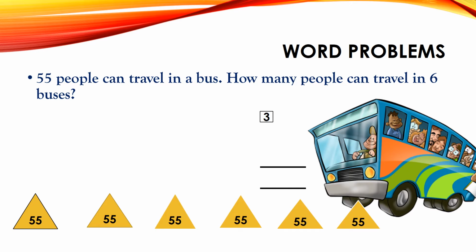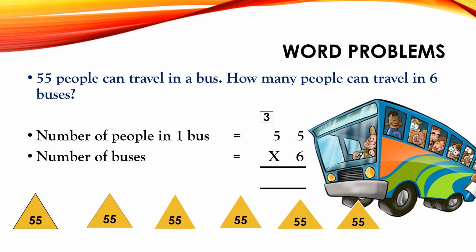If you look at the picture, it clearly shows that it is a repeated addition and hence this word problem can be solved by multiplication. Now let's see how to write the statement. The first statement, you can pick it up from the first sentence, which is the number of people in one bus is equal to 55. Now the second statement gives us the information about the number of buses. So the second statement would be number of buses is equal to 6.